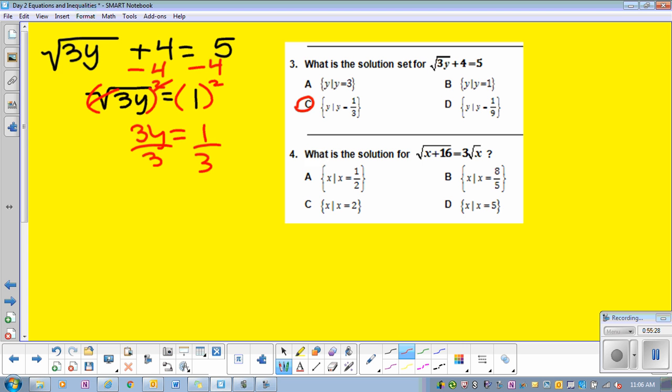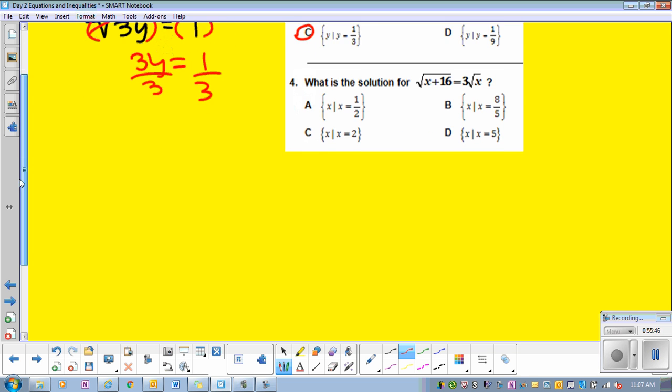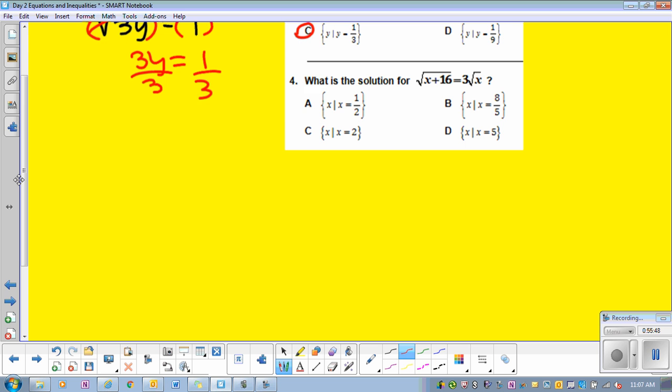Alright, look at this one. So, this one's actually pretty fun. This one, I would suggest that you store it just so you don't mess up. Okay? And remember, the left side has to equal the right side.